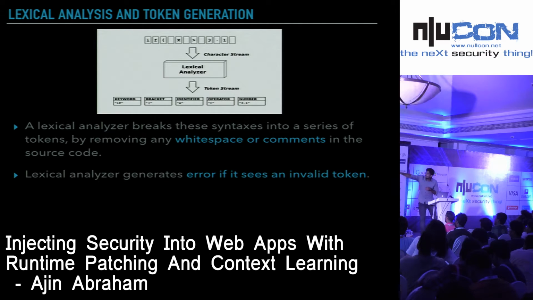Okay, fine. So you can see that if you pass something like "if x greater than 3.1" into a lexical analyzer, it will tokenize it and give you something like: if is a keyword, this one is a bracket, then x is an identifier, greater than is an operator, 3.1 is a number. So we actually use this concept. I'll explain why we actually need this.